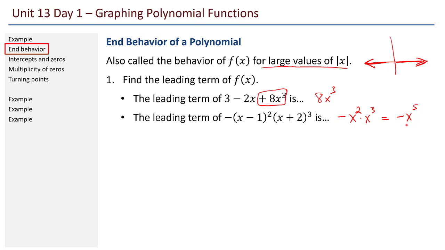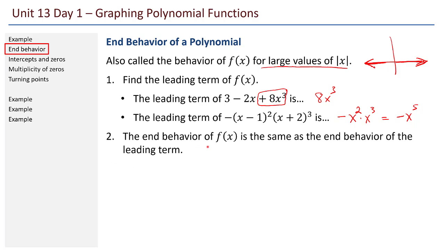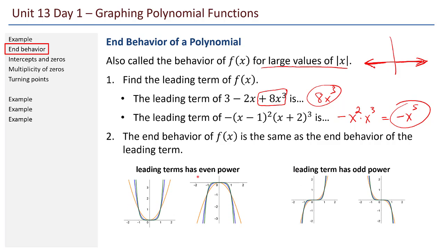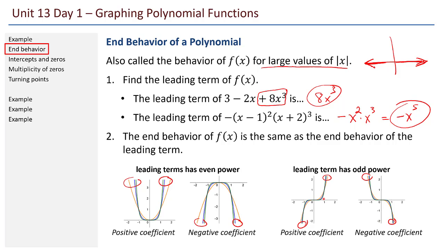That's my leading term. Now, it turns out that the end behavior of a whole polynomial is the same as the end behavior of the leading term. So all you have to do is figure out that leading term, and that'll tell you how the function behaves. Well, if the leading term has even power, then that's when either both sides are up or both sides are down. And when the leading term has odd power, that's when there's a split. One is up and one is down. Now, you can tell which is which by looking at the coefficient. If it's a positive coefficient, then it ends going up. But if it's a negative coefficient, then the graph ends going down. You can see that there.